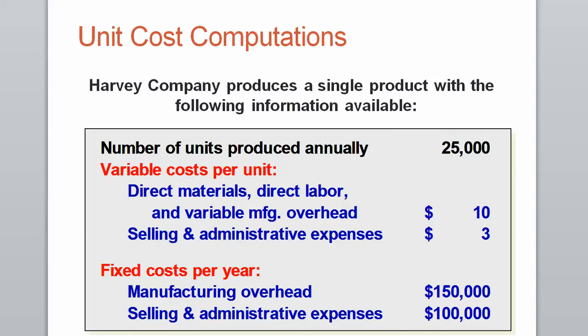We're going to take a look at unit computations for the Harvey Company. We're going to assume Harvey produces a single product with the following information. They produce 25,000 units per year. The variable manufacturing costs, direct material, labor, and overhead are $10 per unit, and the selling and admin costs are $3 per unit. And then we have fixed manufacturing overhead of $150,000 and selling and administrative costs that are fixed of $100,000. Let's go ahead and take a look at our unit cost calculations.